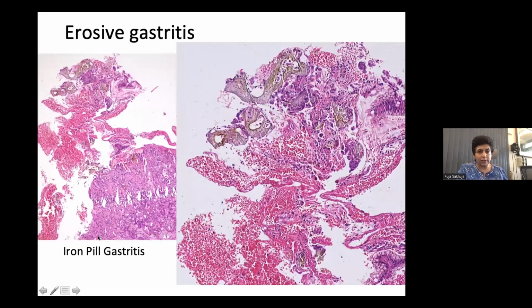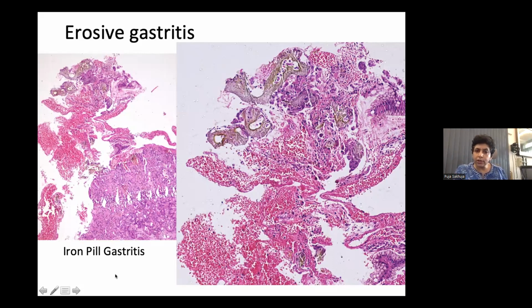Then erosive gastritis. When there's a lot of ulcer and erosion, there could be various reasons for that, including H. pylori. One of the things a pathologist must look carefully for is iron pill gastritis. Now, other pills like NSAIDs may show a similar picture, but what they do not show is the presence of this brownish substance adherent to the exudate and the superficial mucosa. And this is usually due to iron pill.